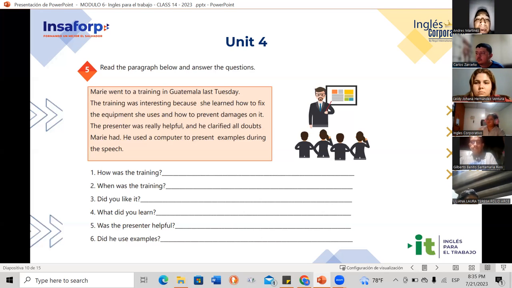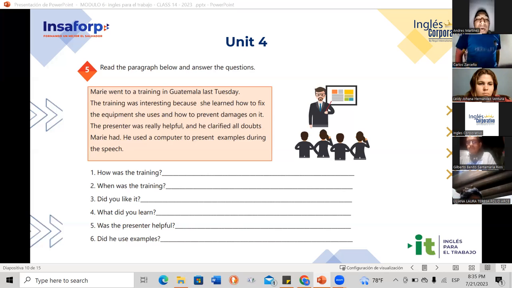Teacher, read the paragraph below and answer the question. Mary went to a training in Guatemala last Tuesday. The training was interesting because she learned how to fix the equipment she used and how to prevent damage on it. The presenter was really helpful and he clarified all doubts Mary had. He used a computer to present examples during the speech.